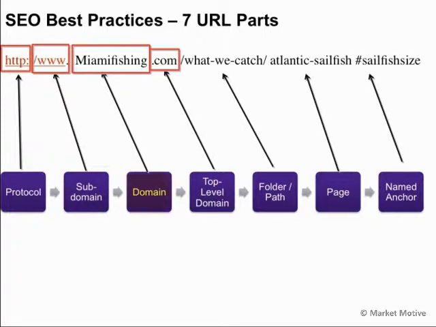The domain, which is the actual name, in our case Miami Fishing. The top level domain, which is, as I mentioned, .com, .net, .org. The folder or the path, in this case it's what we catch. The page is Atlantic Sailfish. And we can have what's called a named anchor, to push us to different areas of the page if we want to scroll down that page, and that's just the # and the name. So let's talk about some of the best practices now that we understand the different URL parts.